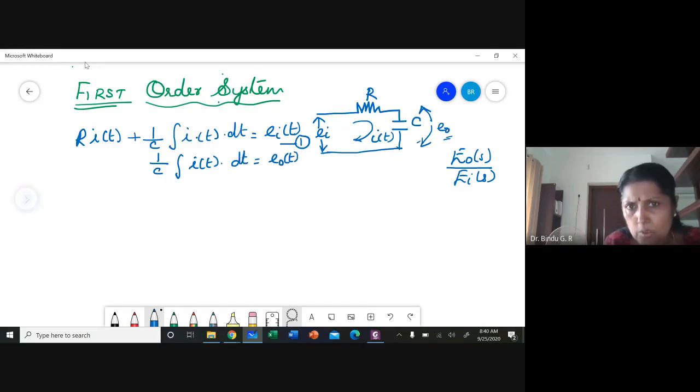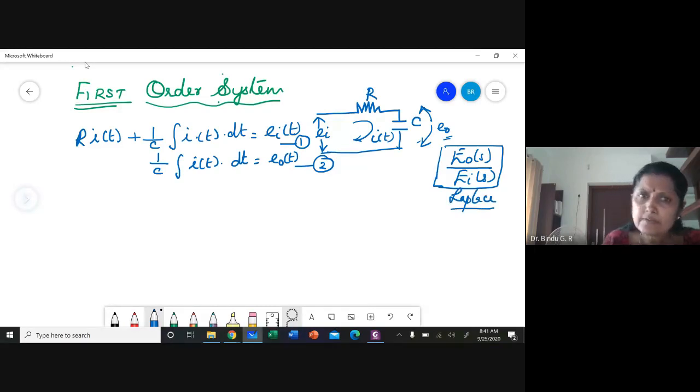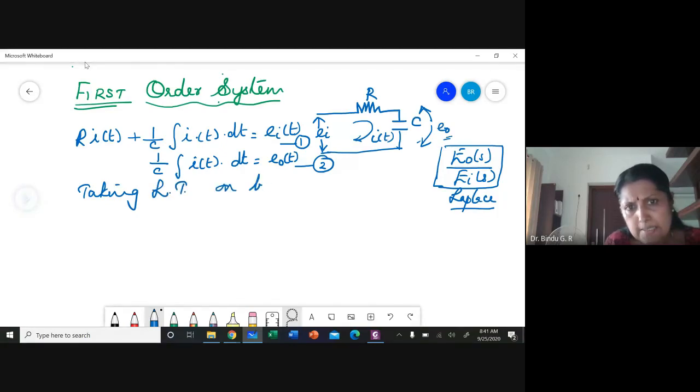I am repeating the whole thing. I have already discussed this, but I am repeating it once again so that people who had not attended any of my previous classes can also understand. Now you know that when you want to find out the transfer function, you have to convert all these equations into the Laplace domain. So I'll convert that, taking Laplace transform on both sides.